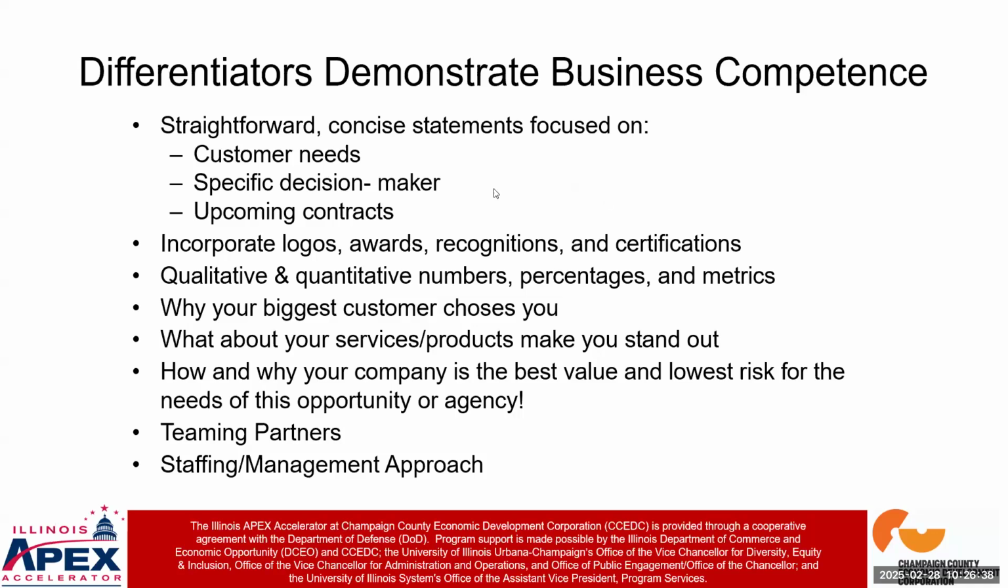Okay, what is a differentiator? It's a straightforward, concise statement focused on customer needs, specific decision makers, and upcoming contracts. From the other sessions, you learned that upcoming contracts, meaning we've been out building a relationship, we have potentially met with this agency that's going to have a contract coming, so we know it's coming. We talk to them, we understand where their pain points are, what they want to accomplish, and so we're steering everything in that direction. So when they see our capability statement, they're going to understand that we know how we can best fit into their program and their needs.